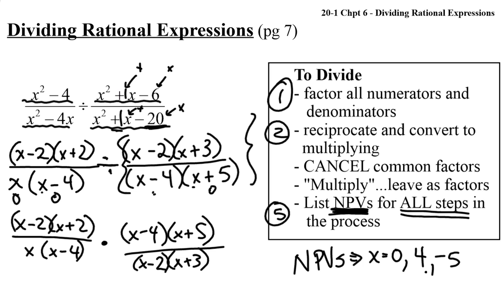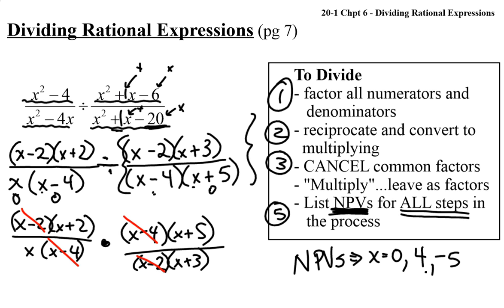Now that it's a multiplication question, now I can cancel common factors. What are my common factors? An x minus 4 and an x minus 4. The binomial is a factor. I have to cancel the entire binomial. X minus 2 are common factors. Do I have any other common factors there? I don't believe I do.